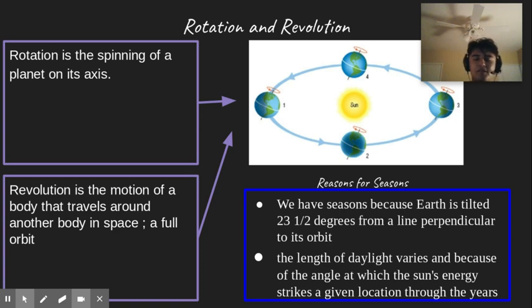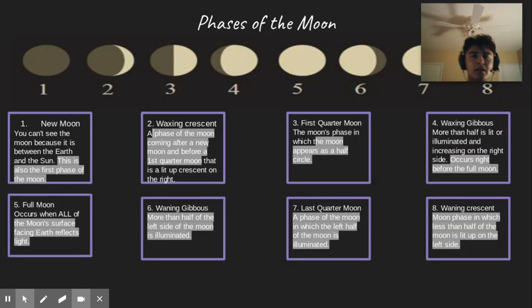We have seasons because Earth is tilted at 23.5 degrees from a perpendicular orbit, as you can see right there in the model. And the length of daylight varies because of the angle at which the sun's energy strikes a given location throughout the year. For example, at the equator, the sun's very hot because it's always shining in that part of the world. And for example, there are periods in Alaska where the sun doesn't shine at all, and it's pitch black for many days or many months.